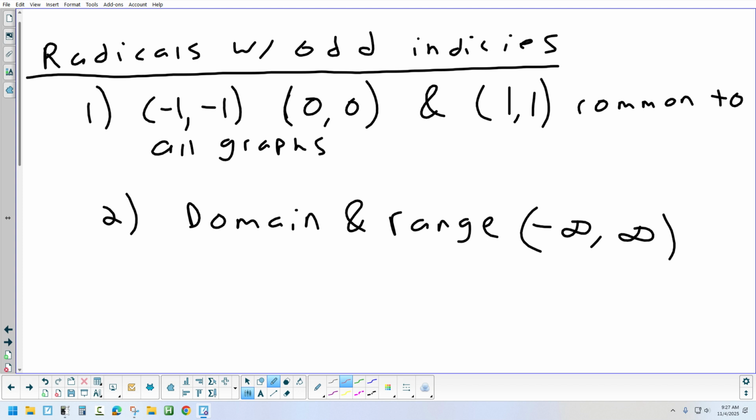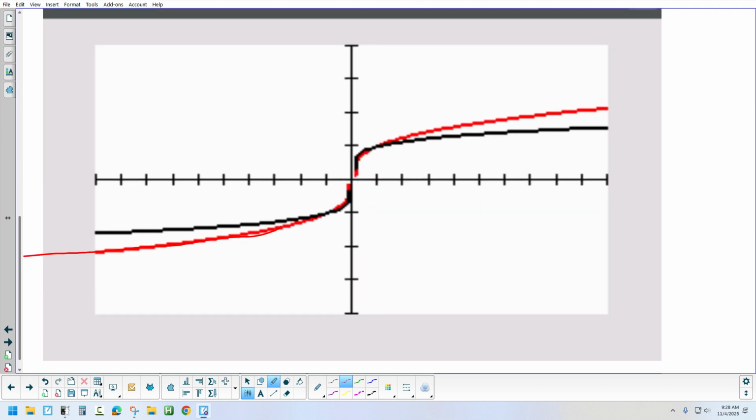So odd roots, the domain and the range is all real numbers, which you can write as negative infinity, comma, infinity. Okay. Any question on that? Okay. And that's just the picture.